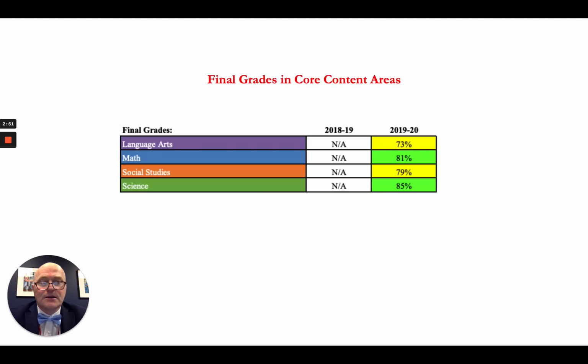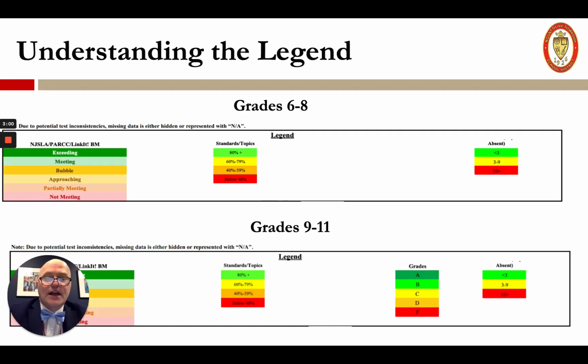assessments. You'll find final grades in the core content areas in language arts, math, social studies, and science. And also an understanding of the legend that is a part of your student's fingertip profile. LinkIt assessments correlate to the New Jersey Student Learning Assessments in the areas of exceeding, meeting, bubble, approaching, partially meeting, and not meeting. The indication of bubble, these are students who are on the fringe of meeting the NJSLA standards. And with some additional supports and differentiation, we project that these students will meet the NJSLA standards.